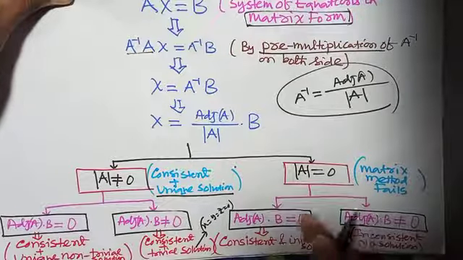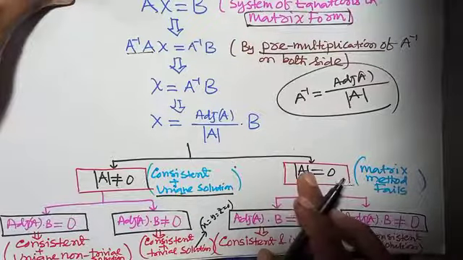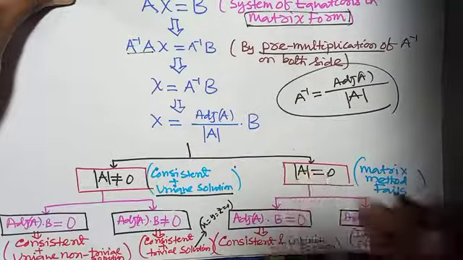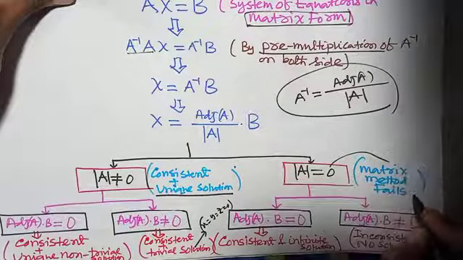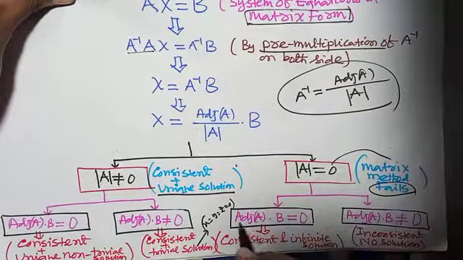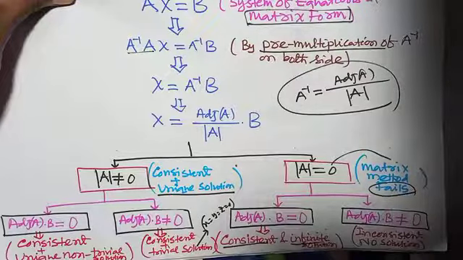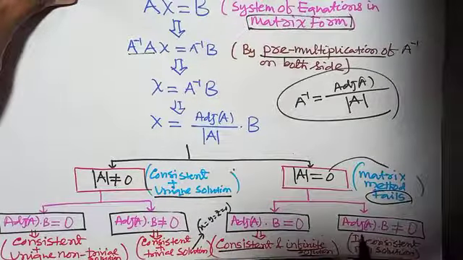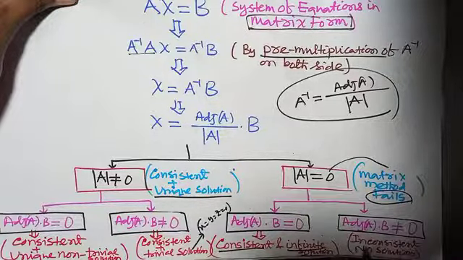There is another case where the determinant of A is equal to 0. When the determinant of A equals 0, we say that the matrix method fails. Then we have to check the value of adjoint of A into the B matrix. If it is equal to a null matrix, then the system of equations is consistent but possesses infinite solutions. Similarly, if the adjoint of A into the B matrix is not equal to a null matrix, then the system of equations will be inconsistent, and it possesses no solution.